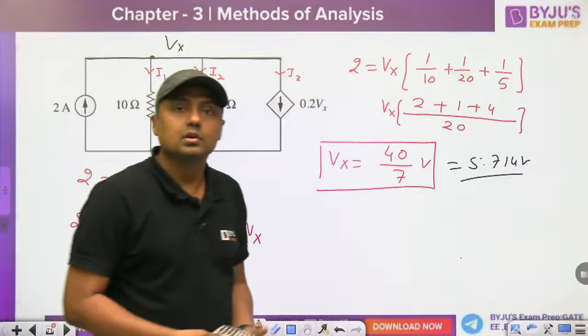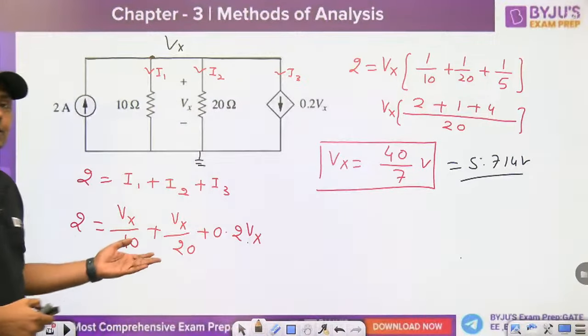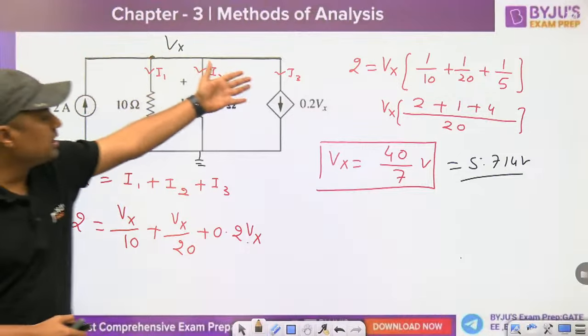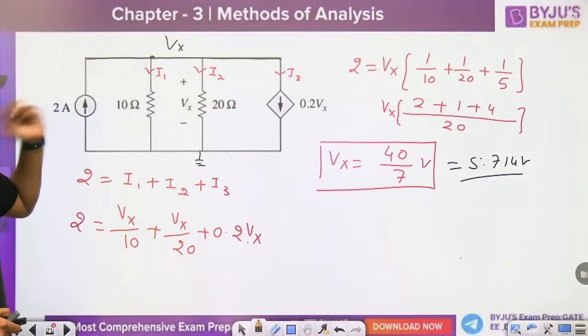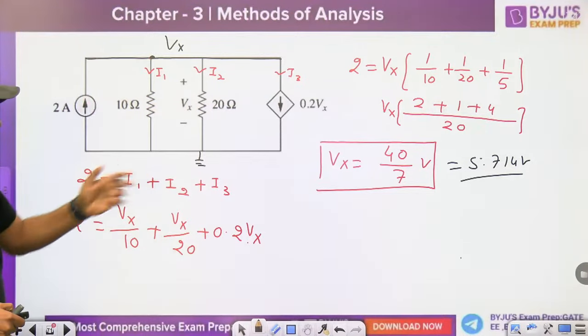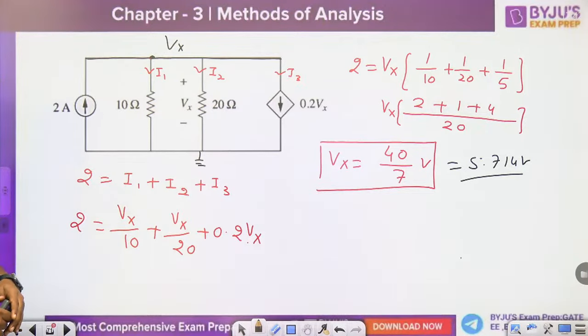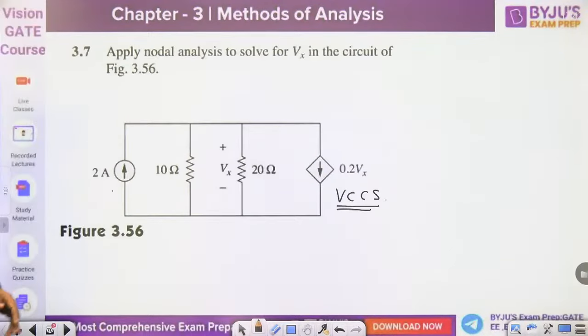Easy? Okay then. So simple calculation. So don't worry about the dependent sources. Already we have solved. We have to solve for Vx. Simply write down the KCL and then you can find the value. Okay then, next one. This is a simple nodal analysis.